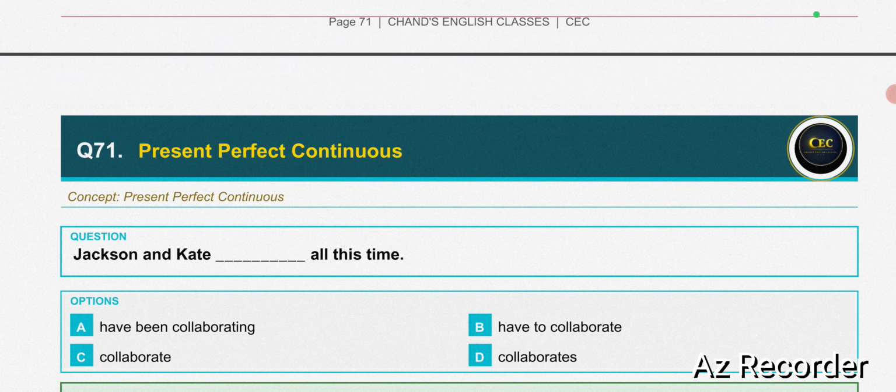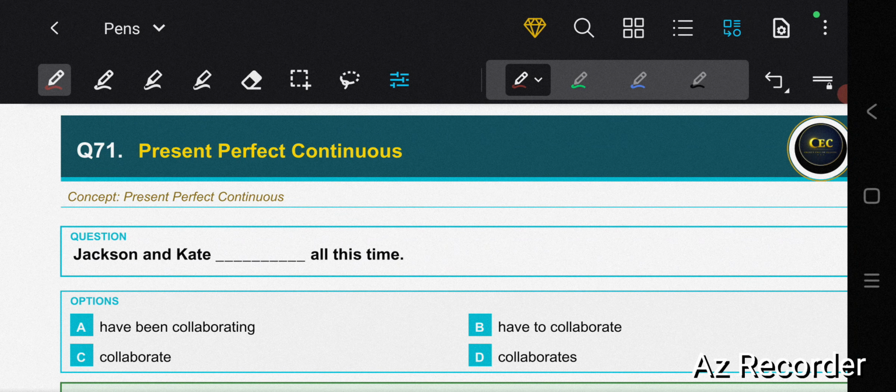Question 71. Present perfect continuous. Jackson and Kate do all this time. So present perfect continuous. So which one should be the present perfect continuous? I have to collaborate. No. There is infinitive. So this one is the incorrect one. Collaborate. This is about the simple present. This one is also incorrect. Collaborates. This one also is a kind of simple present form. This one is also incorrect.